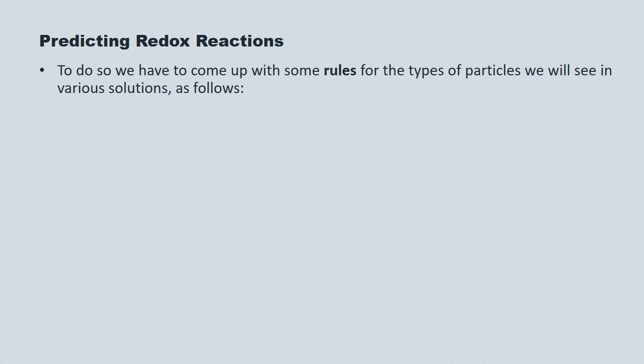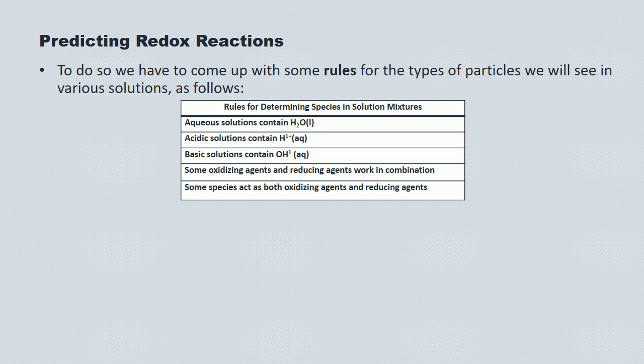In a number of these questions, though, they won't give you a complete listing of everything in solution. We'll need some rules to determine what, if any, other particles are present than the particles that they give you in the question. And those rules look like this. If they tell you it's an aqueous solution, or if they just use the word solution, you can assume water is present. Acidic solution, you can assume protons are present and water because it is a solution. And you note the subscript here is AQ. If it's a basic solution, you can assume hydroxide is present as well as water because we're in an aqueous environment.